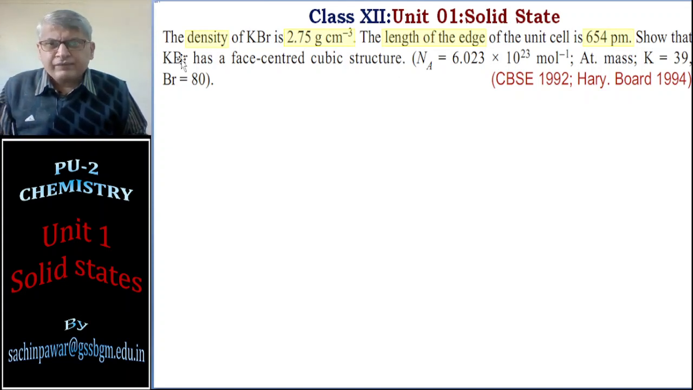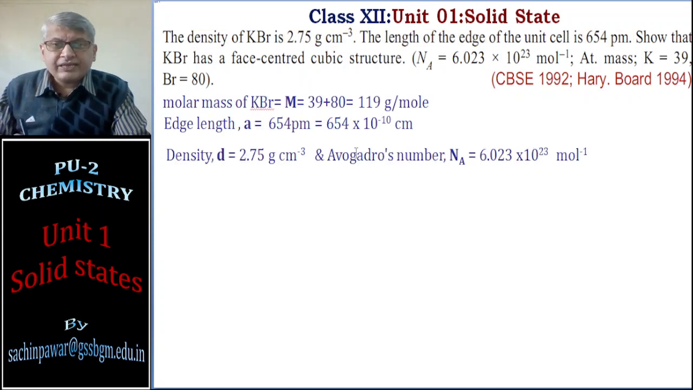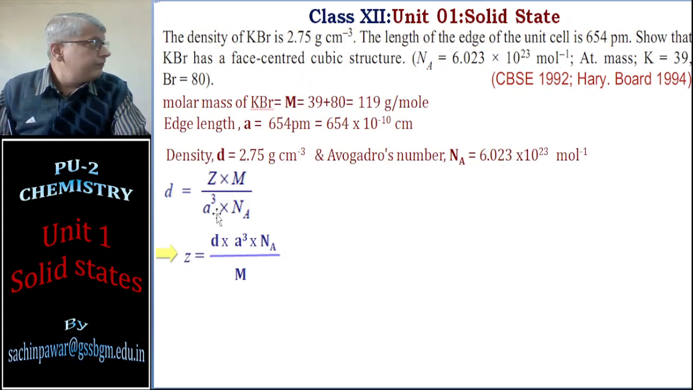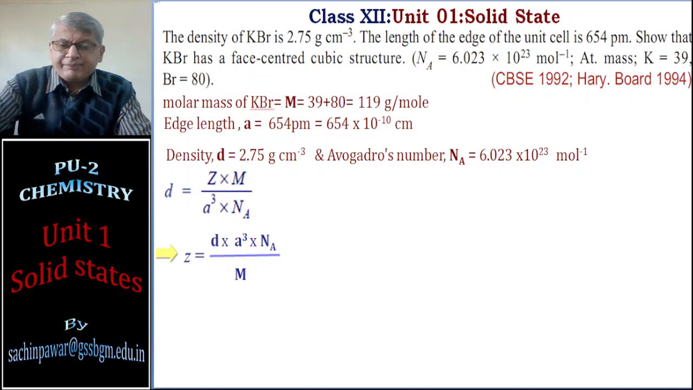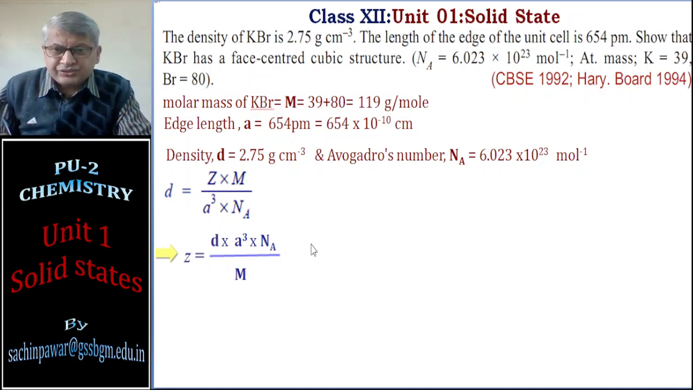For this, what have they given? They have given density, they have given the edge length, and the number of particles is not given, which we will find. So again the same formula to be used. Density is equal to Z M upon a cube Na. So the number of particles can easily be found as Z is equal to d a cube Na upon M. D is the density given as 2.75 grams per cm cube. I will substitute.